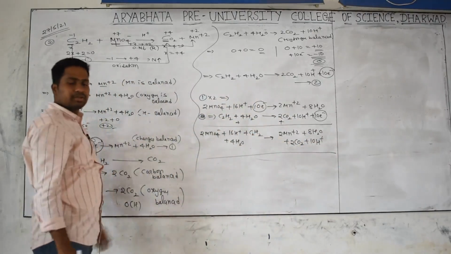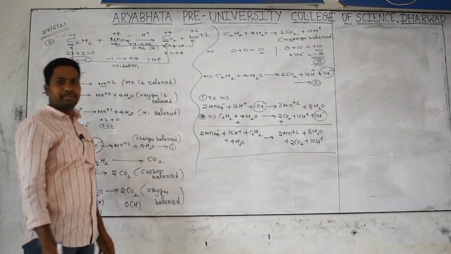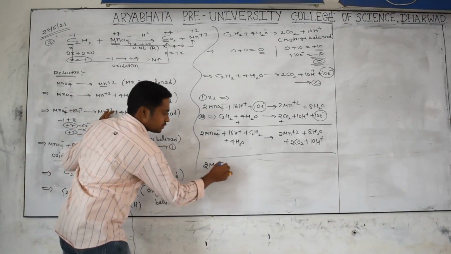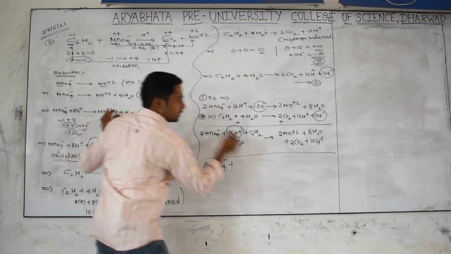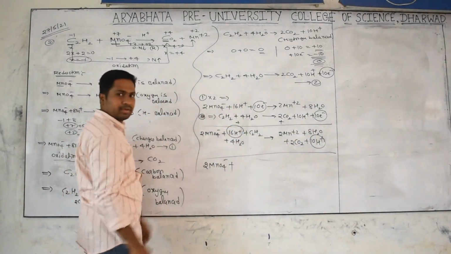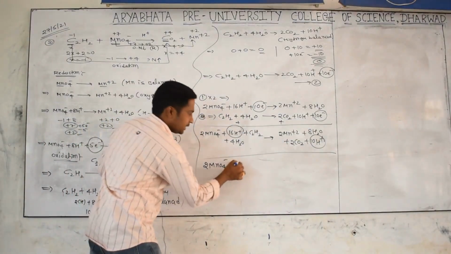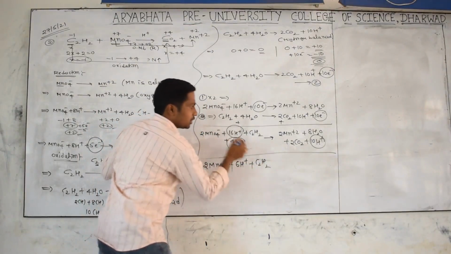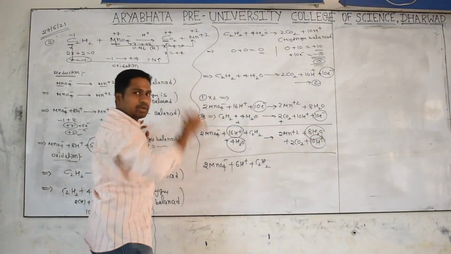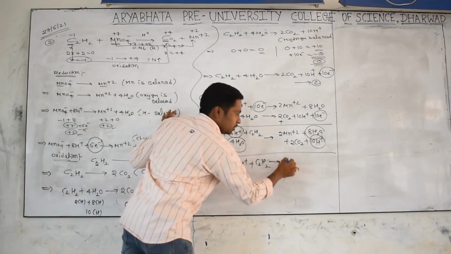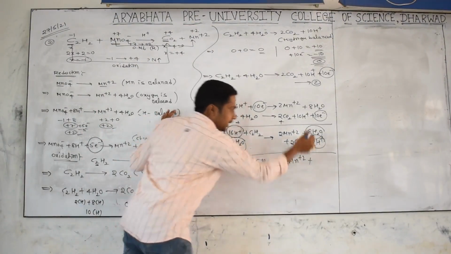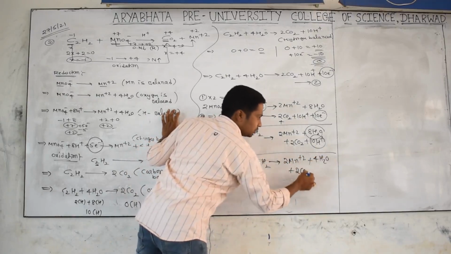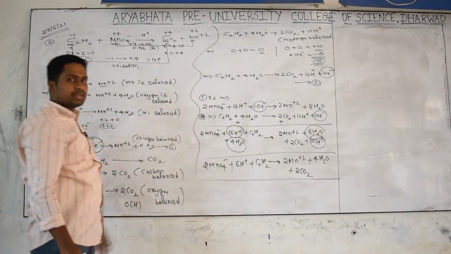But still in this equation some common terms are left on both sides, so we have to simplify. Final equation: 2MnO4 minus plus 16H plus, and 10H plus is better brought to the left, 16 minus 10 gives 6H plus, plus C2H2. Here 4 water molecules and there 8 water molecules, so better send them to the right side. Then we get 2Mn plus 2, 8 minus 4 gives 4H2O, plus 2CO2. Check it, everything will be balanced.